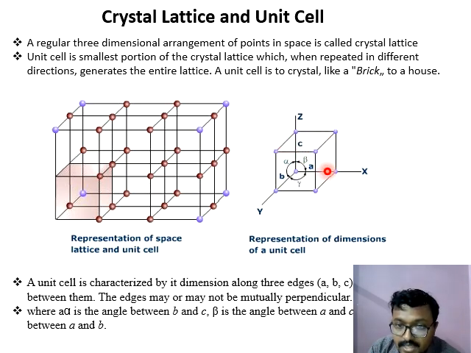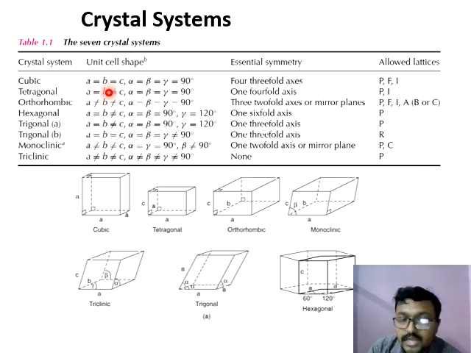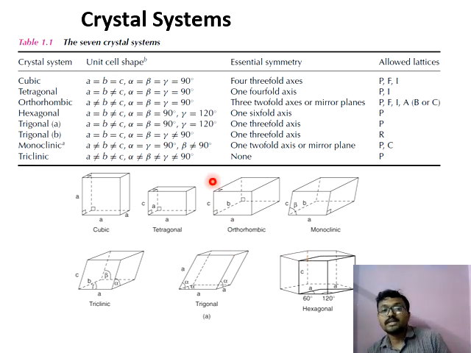Now the angle between axis x and y, x and z, and y and z is indicated by alpha, beta, and gamma angle. Okay. Now different unit cells have different values of a, b, c, and different values of alpha, beta, gamma. Right. Now, based on these values, we can have different types of crystal systems: cubic, tetragonal, orthorhombic, monoclinic, triclinic, trigonal, and hexagonal crystal. Right? So these are the different types of crystal.